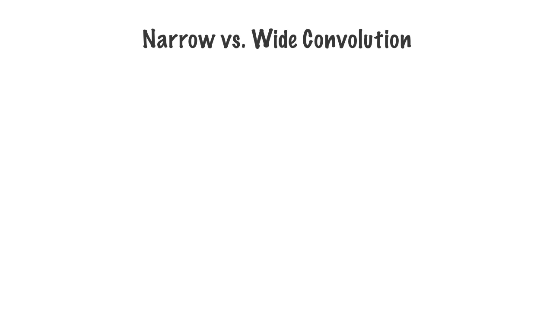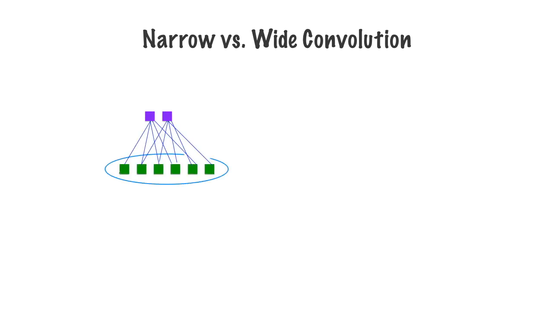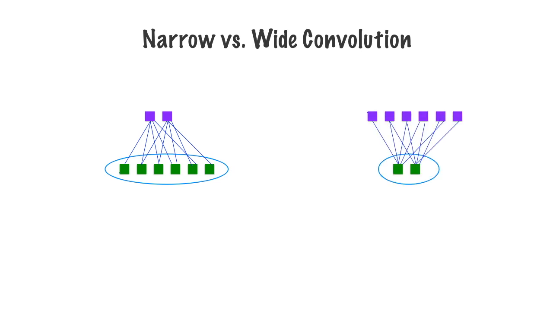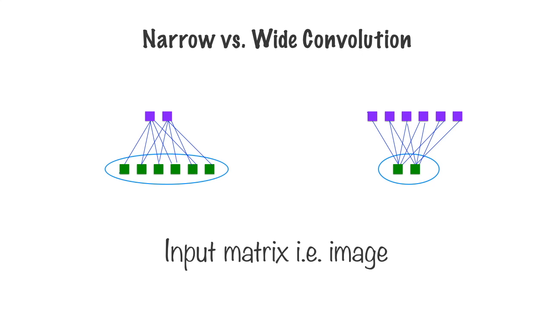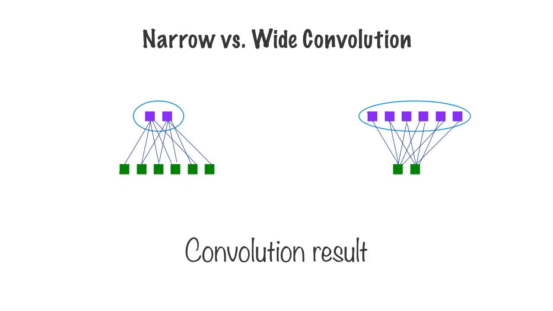Let's take two examples here. What you see in green below is the actual image, and what you see in purple is the convolution result. The input matrix is the image that you feed into your convolutional layer. So the layer at the bottom is the input matrix, that is the layer which comes first, and the layer at the top is the convolutional result, that is the result of applying a kernel to the input matrix.